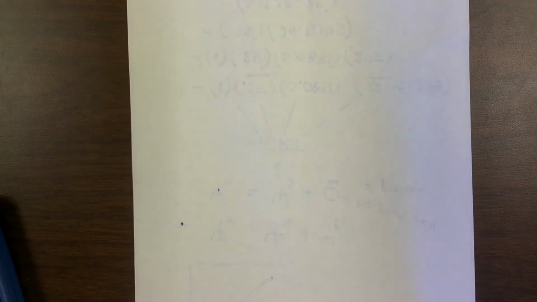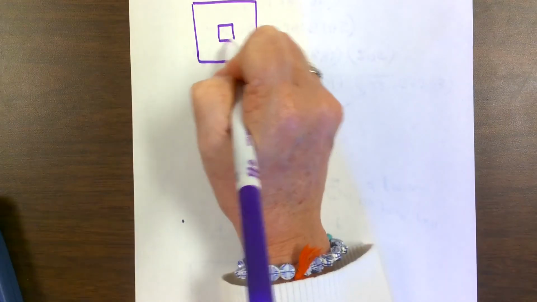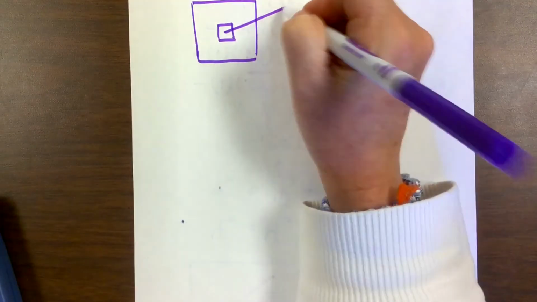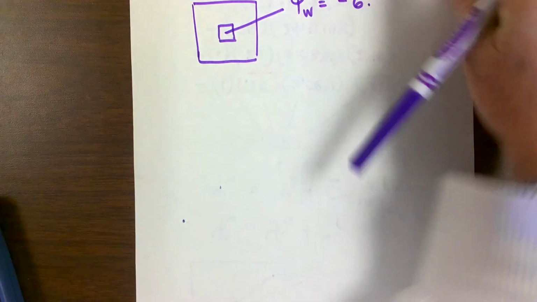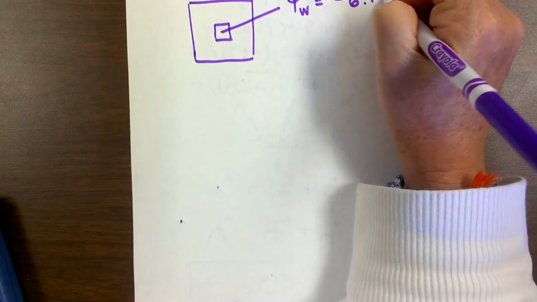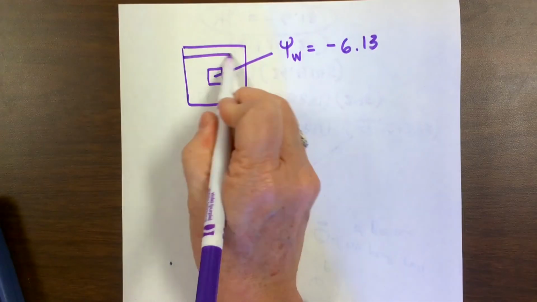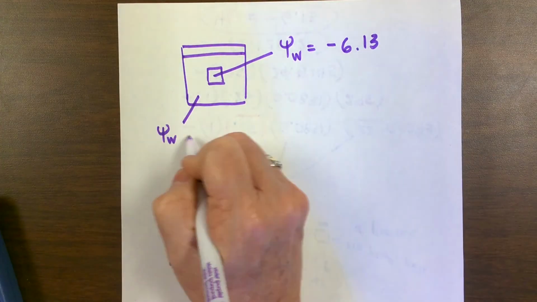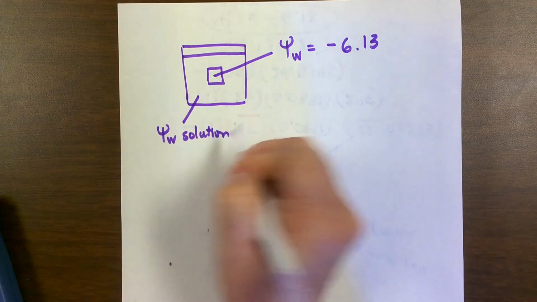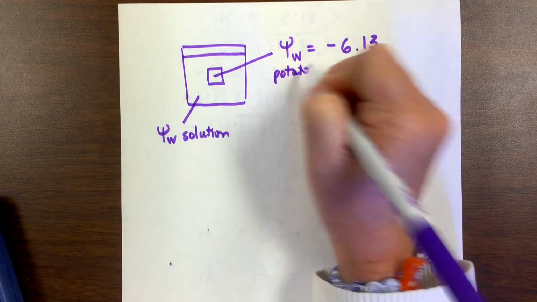All right, so that one that we just did, I'm going to take that little piece of potato and I'm going to put it in a beaker. And that's the one we just did. And we said that its water potential is negative 6.13. Okay. So now I'm going to make up some numbers, but I want to find the water potential of the solution. So this is the water potential of the potato. Now let me find the water potential of the solution.